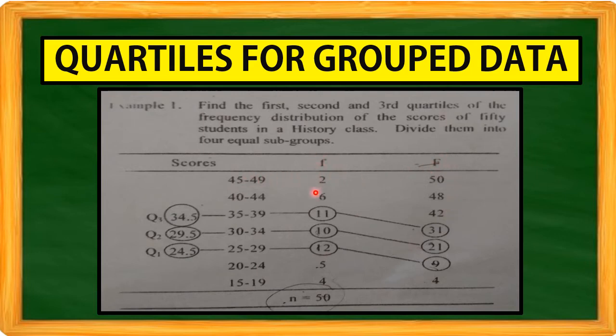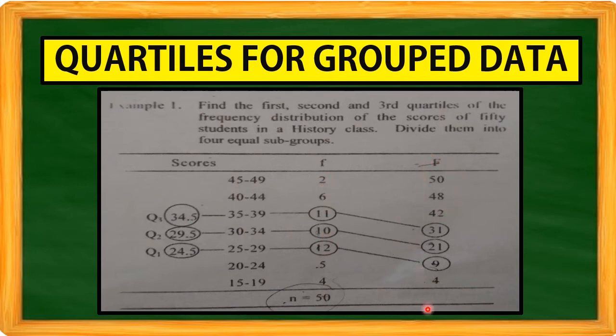Dito po sa frequency, the lowercase f, ibig po sabihin nito, ang 15 to 19, ibig sabihin may 4 students na nag-scores ranging 15 to 19, may 5 students na 20 to 24, may 12 students na 25 to 29, and may 10 students na 30 to 34, and so on po.